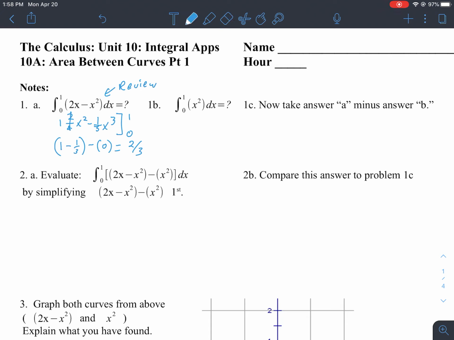This is also review, same problem. The antiderivative of 1x squared is 1/3 x to the third. Don't worry about the plus c. Plug 1 in, 1 cubed is 1, so it's 1/3. Double check that you get 0 when you plug in 0, so you get 1/3. Now take answer A minus answer B. 2/3 minus 1/3 is 1/3.